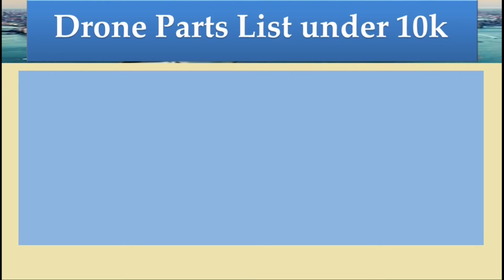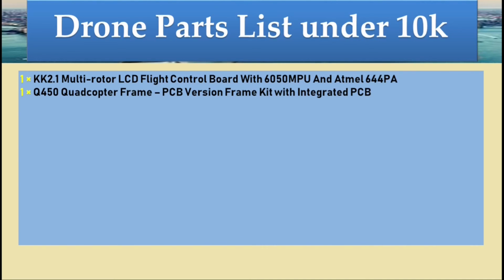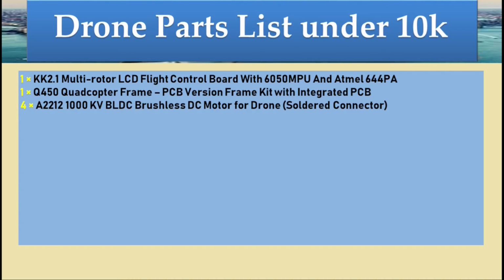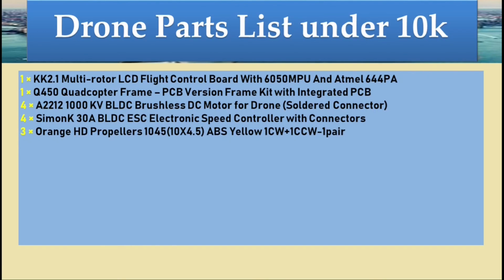You can make your working drone under 10k. So let's see each part. First is KK 2.1.5 drone controller. Second is Q450 quadcopter frame. Third is 82212 1000 kV motor. We need 4 motors to make a quadcopter drone. Next is Simonk 30 ampere BLDC ESC. We need 4 ESC. Next we need propeller sets. As the propellers come in a pair, one is clockwise and the other is counterclockwise. Here we buy 3 pairs of propeller sets.